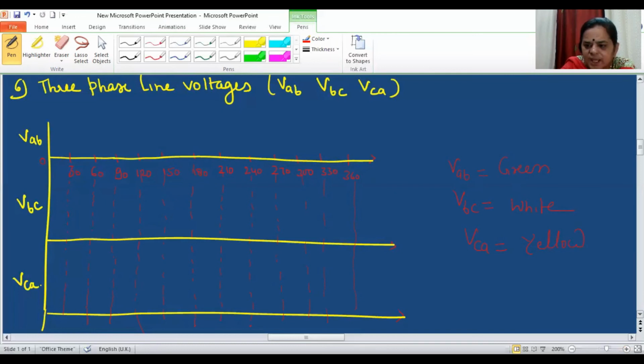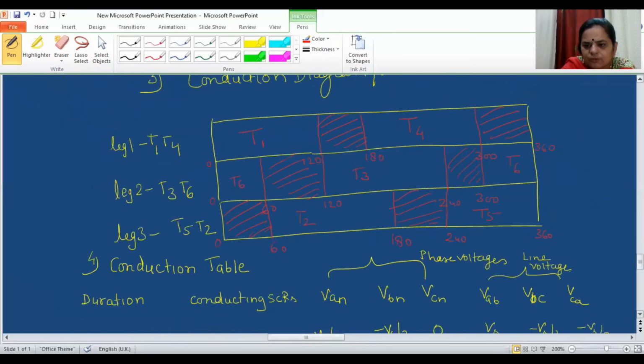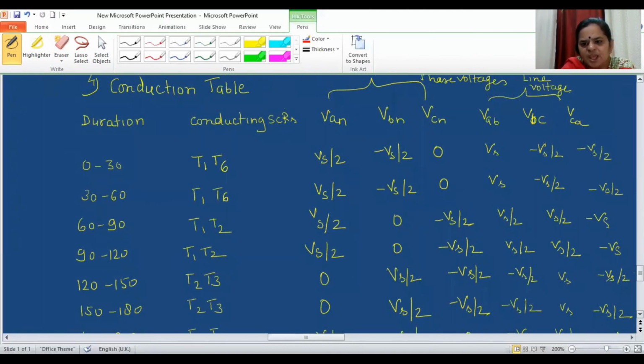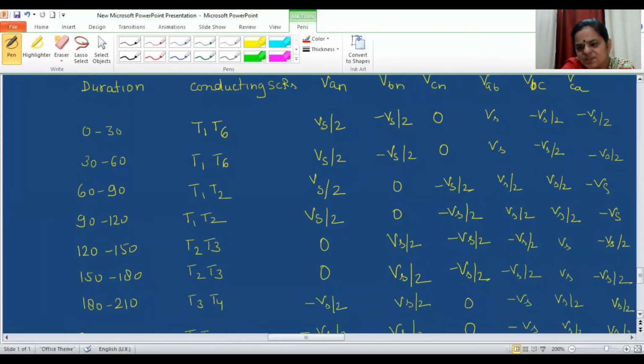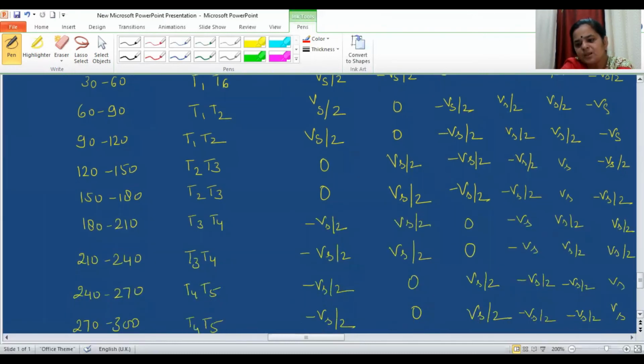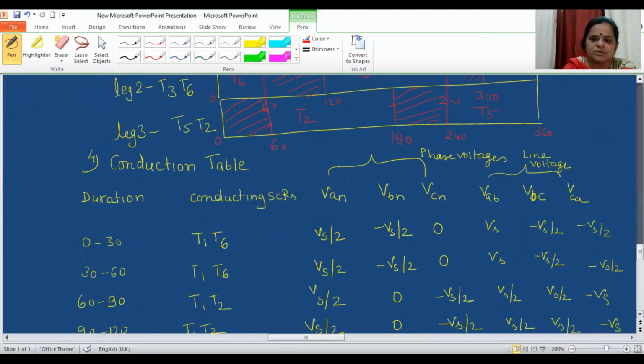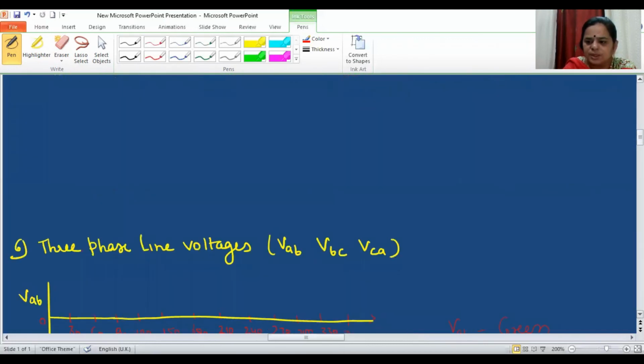So now if you see the conduction table, for VAB I am getting Vs, then Vs by 2, then minus Vs by 2, then minus Vs. So it is starting from Vs, Vs by 2, minus Vs by 2, then minus Vs, then minus Vs by 2, and then Vs by 2. So how is it going? Vs, Vs by 2, minus Vs by 2, minus Vs, minus Vs by 2 and then Vs by 2. So how are we supposed to draw the line voltages?